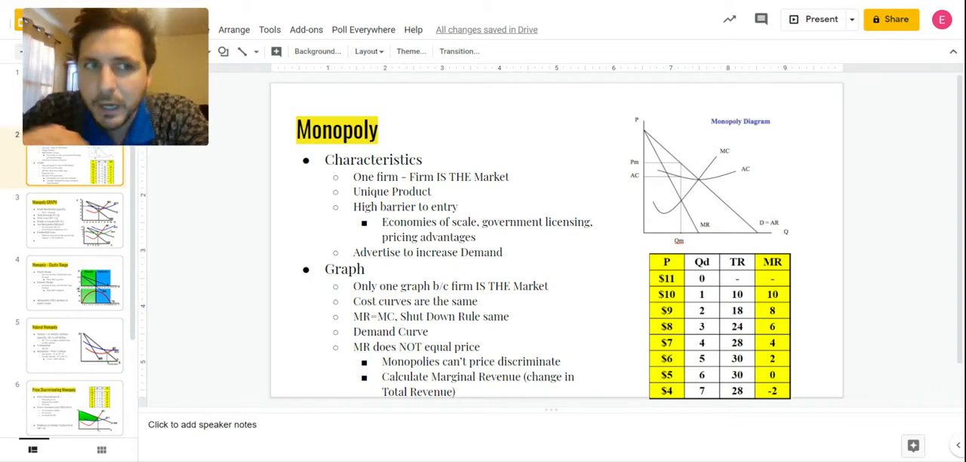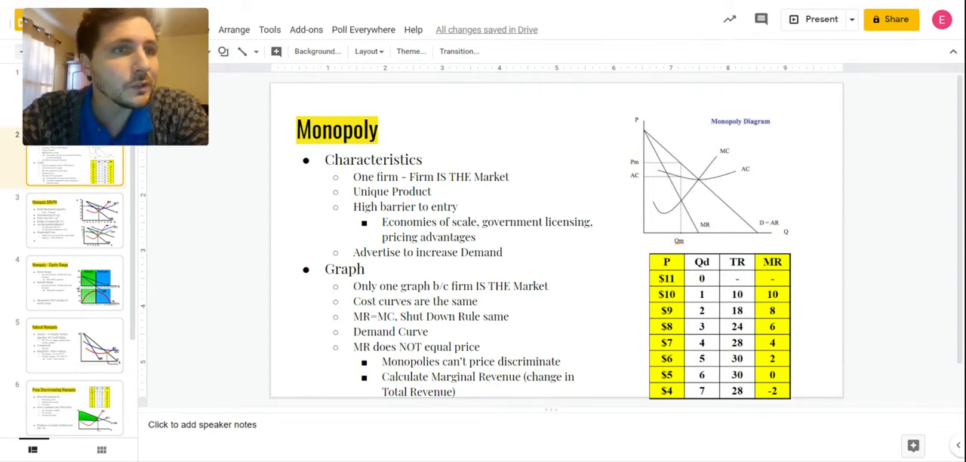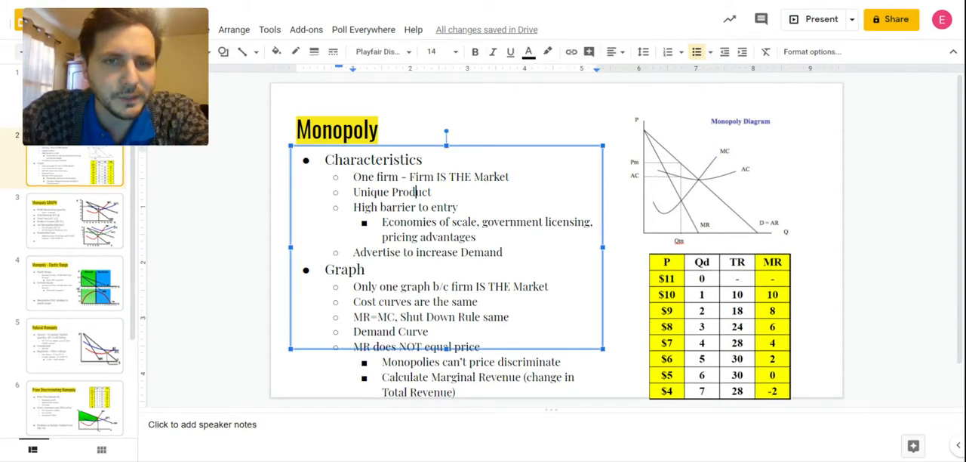That's the idea. That's the mono part of the monopoly, right? One firm is the entire marketplace. There are no other goods like it out there, and that's the second characteristic. It's a unique product, right? No close substitutes out there.